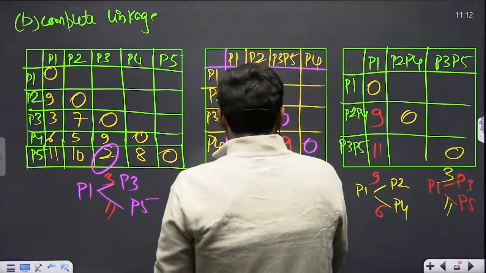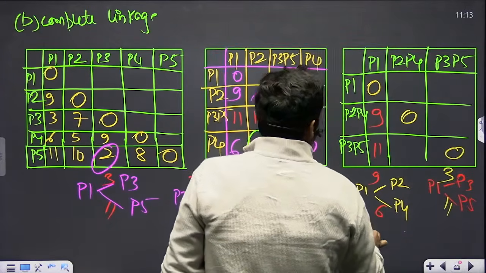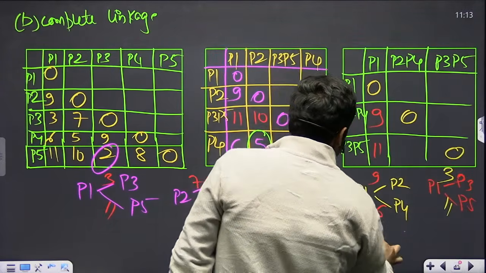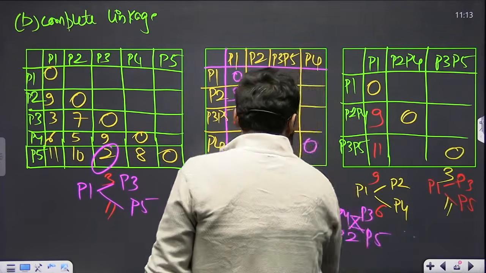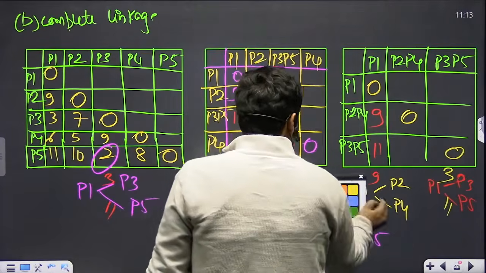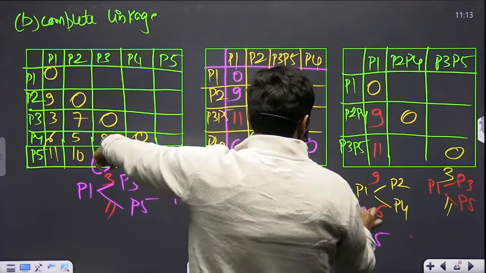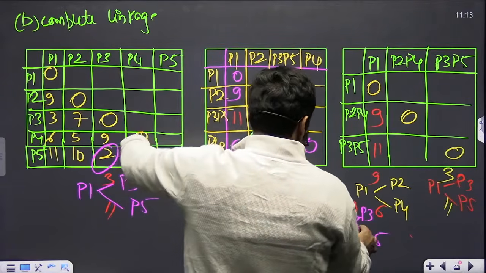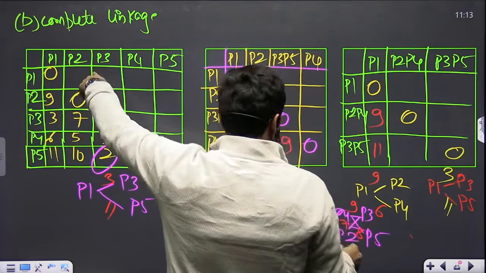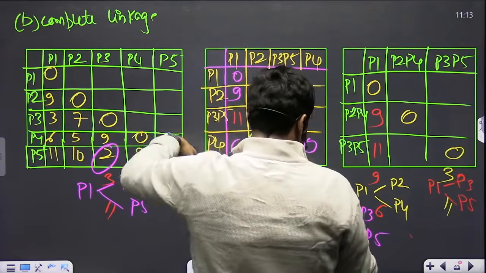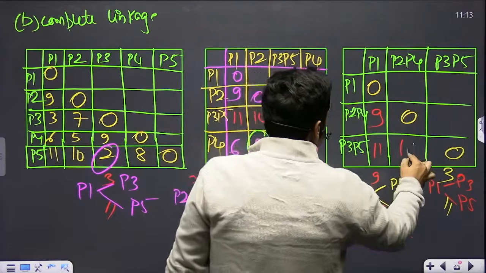Now similarly I have to club the distance of P2 and P4 from P3 and P5. So I have to see the maximum one. P4 to P3 is 9. Then P4 to P5 is 8. Then P2 to P3 is 7. And P2 to P5 is 10. So the maximum of all these I would take as 10.